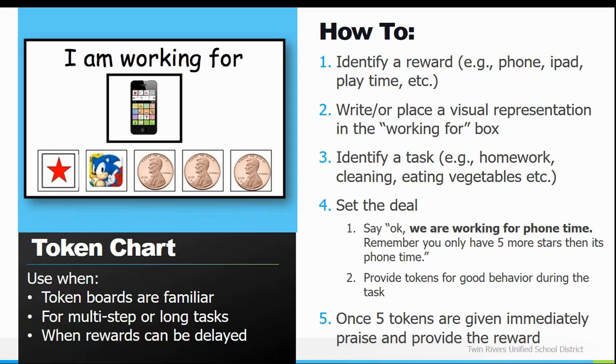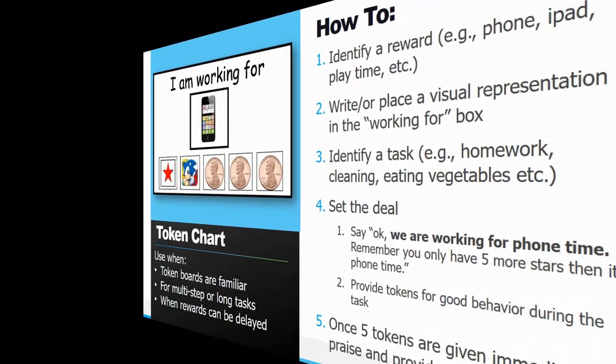Tokens can be anything the child is interested in: money, a star, or a sticker from their favorite cartoon character. Once they've completed all 5 pages and have filled up their reward, we're going to make sure that we immediately praise them. Good job completing all of your homework, and then provide them with access to the phone.